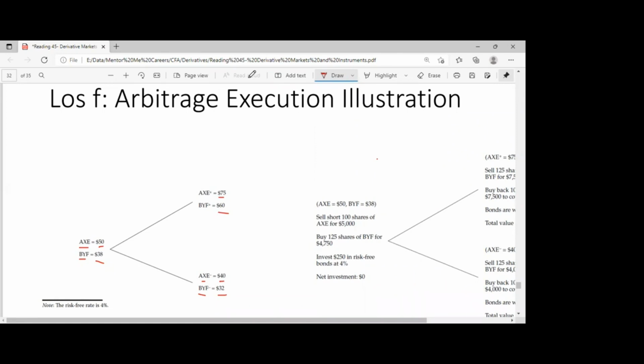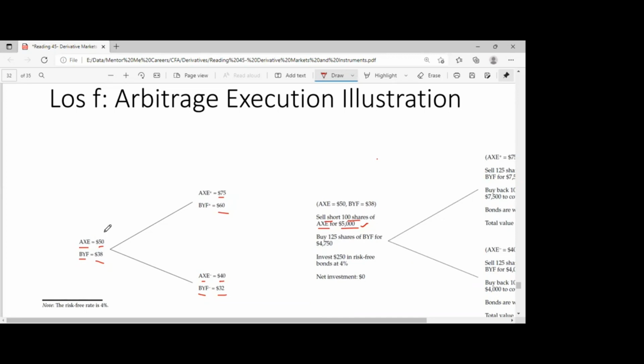Now what we are planning to do is, we'll sell short 100 shares of AEX for 5,000. हमने क्या किया? AEX के शेयर्स को शॉर्ट कर दिया. जब हम शॉर्ट कर दिया तो मतलब we have sold the shares. तो हम सेल करेंगे तो हमारे पास इनफ्लो आया 5,000 का in our account. ठीक है, अभी हम क्या कर रहे हैं, what we are planning to do is 5000 को utilize करेंगे to purchase maximum BYF shares.